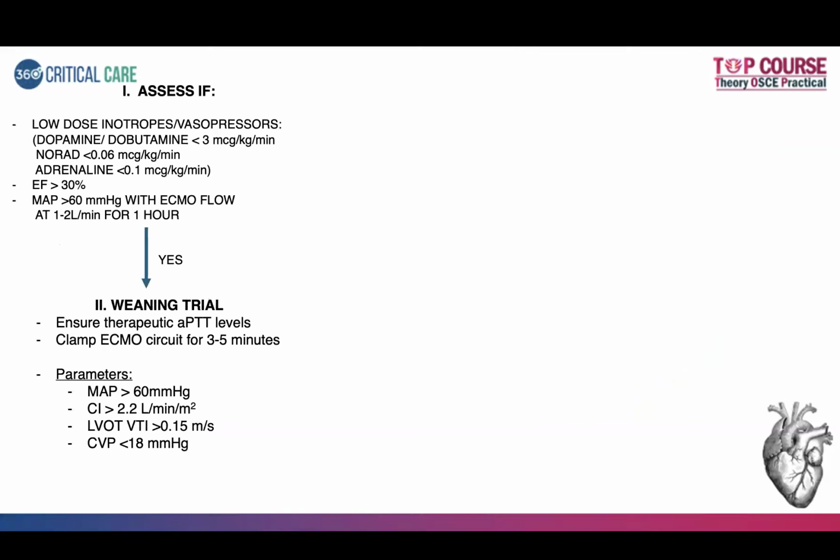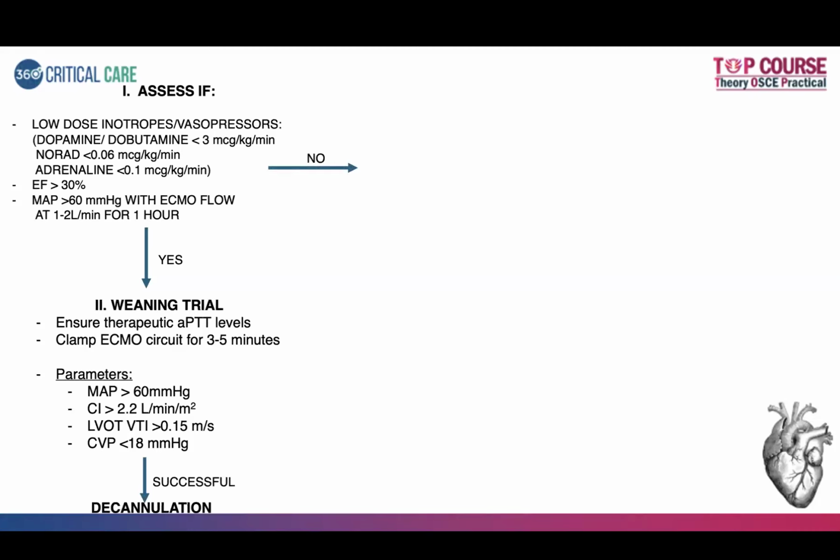Once you clamp the circuit, you assess 4 parameters: the MAP, the cardiac index, the LVOT VTI, and the CVP. So MAP should be more than 60, cardiac index should be more than 2.2, LVOT VTI must be more than 15 centimeters per second or 0.15 meters per second, and CVP should be less than 18. So if it is successful, you go with the decannulation.